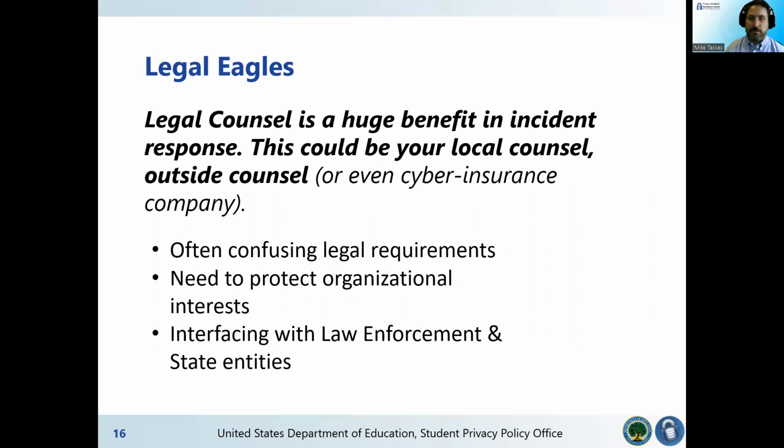Now, this person could be your local legal counsel. It could be an outside counsel. It may even be counsel provided by an entity such as your cyber insurance company. But the point here is that you should have some competent legal counsel as part of your incident response team to look out for your interests and ensure compliance with the legal requirements.